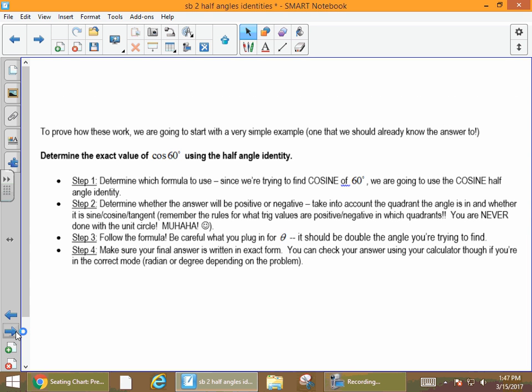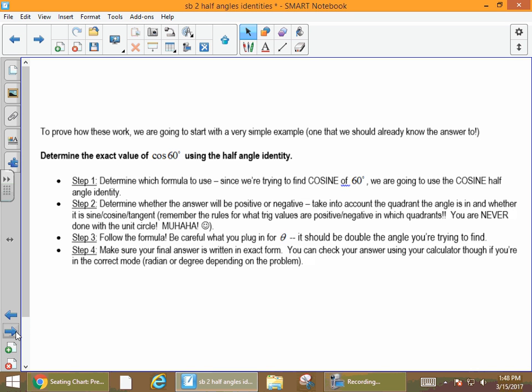So we're going to determine the exact value of cosine of 60 using the half angle identity. The first thing we want to do is determine which formula we want to use. This is fairly easy. If it tells you cosine, we're going to use cosine. If it tells you sine, we're going to use sine, tangent, tangent. That shouldn't be the hard part. So because we have cosine of 60, we're going to use cosine.